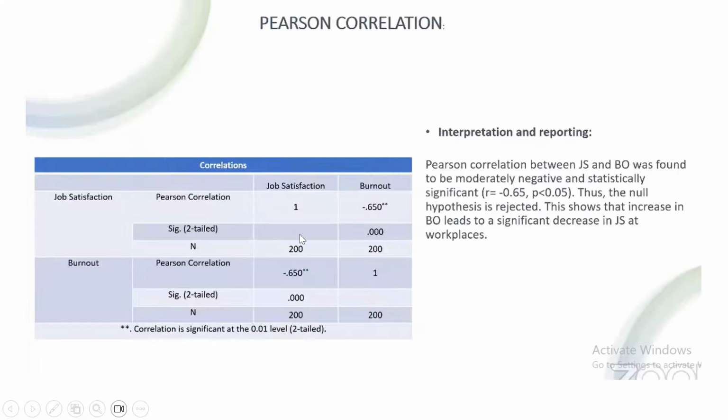So this is a Pearson correlation between job satisfaction and burnout. This is one of the examples I wanted to share. Its value has come out to be -0.650, and the significance is less than 0.05. Minus means that there is a negative relation. If you have less burnout, you have more job satisfaction. This shows that an increase in burnout leads to a decrease in job satisfaction. So the relation exists, but it is negative.